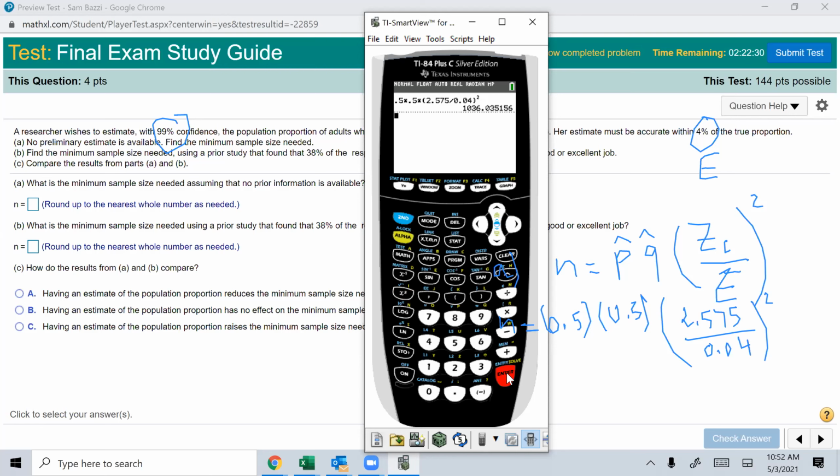Okay. Round to the nearest whole number as needed. So you have to round up always. When you do sample size, guys, you round up, even if it is 1036.035, it goes to 1037.